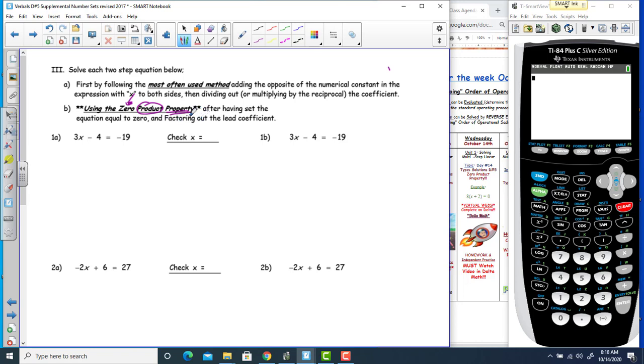And after you have set it equal to 0, I want you to try and reverse distribute, which is called factoring later on in the year. And you'll factor out the lead coefficient, the one on the x variable, from the entire expression. You'll undo the distribution, and then we'll solve it appropriately.